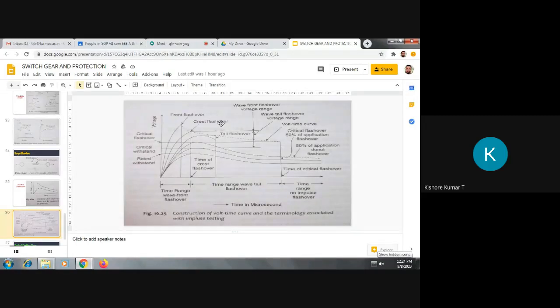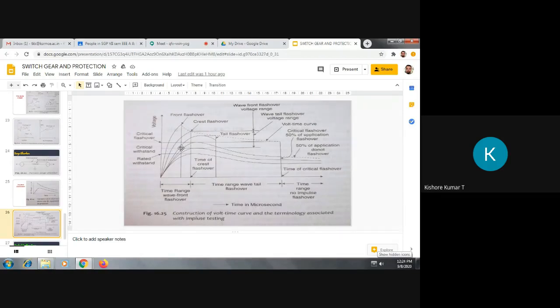So flashovers are mainly classified into three: tail flash, crest flash and front flashover. If the flashover occurs before reaching the maximum withstandable limit, it is called front flashover. If it occurs at the maximum withstandable limit, it is called crest flashover. If it occurs after crossing the maximum withstandable limit, it is called tail flashover. Considering the times taken for crest, front and tail flashover, we define the critical withstandable limit of voltage which the equipment can withstand.